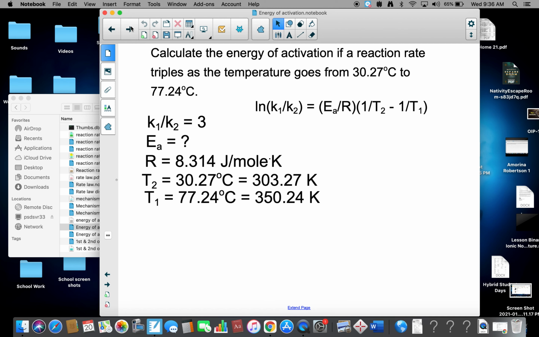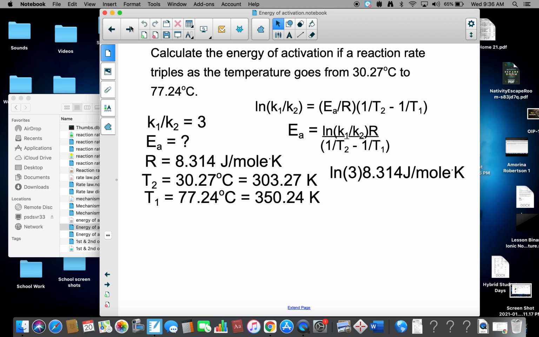So we take our equation, the Arrhenius equation, ln of k1 over k2 is equal to E sub A over R times 1 over T2 minus 1 over T1. And I'm solving for E sub A, so that's going to be ln of k1 over k2 times R, all divided by 1 over T2 minus 1 over T1. Put our values in: ln of 3 times 8.314 joules per mole Kelvin, and then we're going to divide that by 1 over 303.27 Kelvin minus 1 over 350.24 Kelvin. When we divide that through, our Kelvins will all cross out.